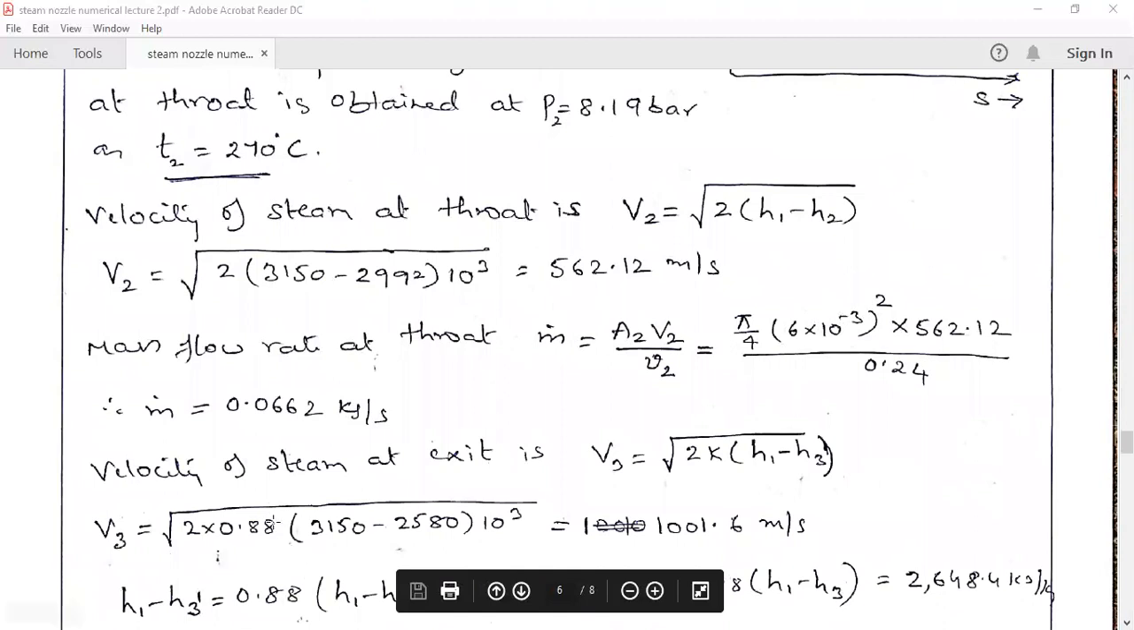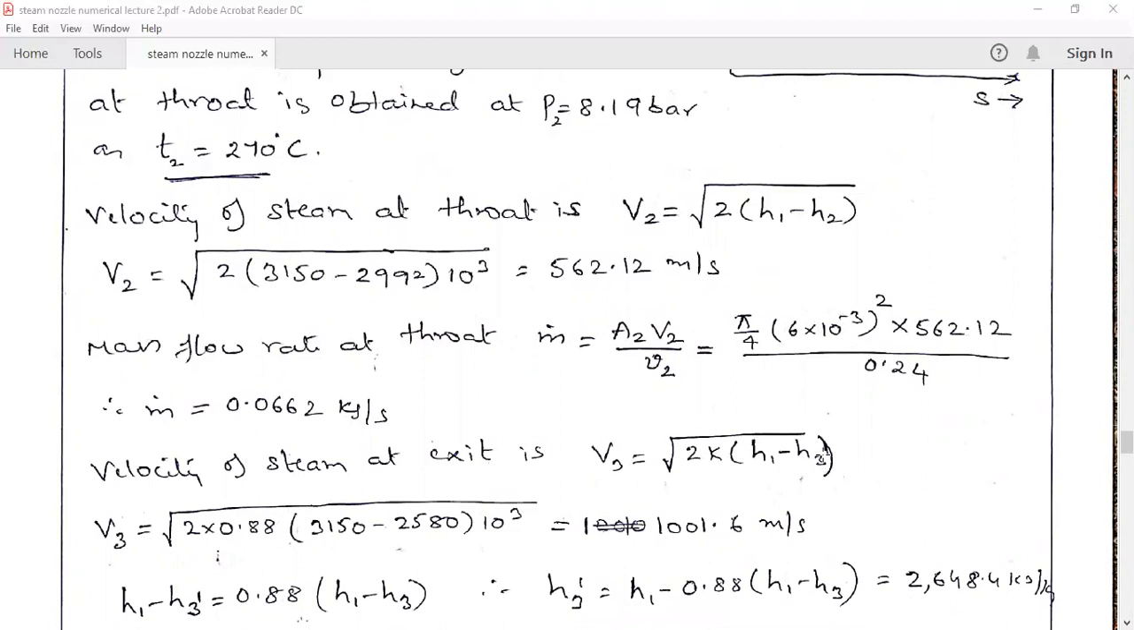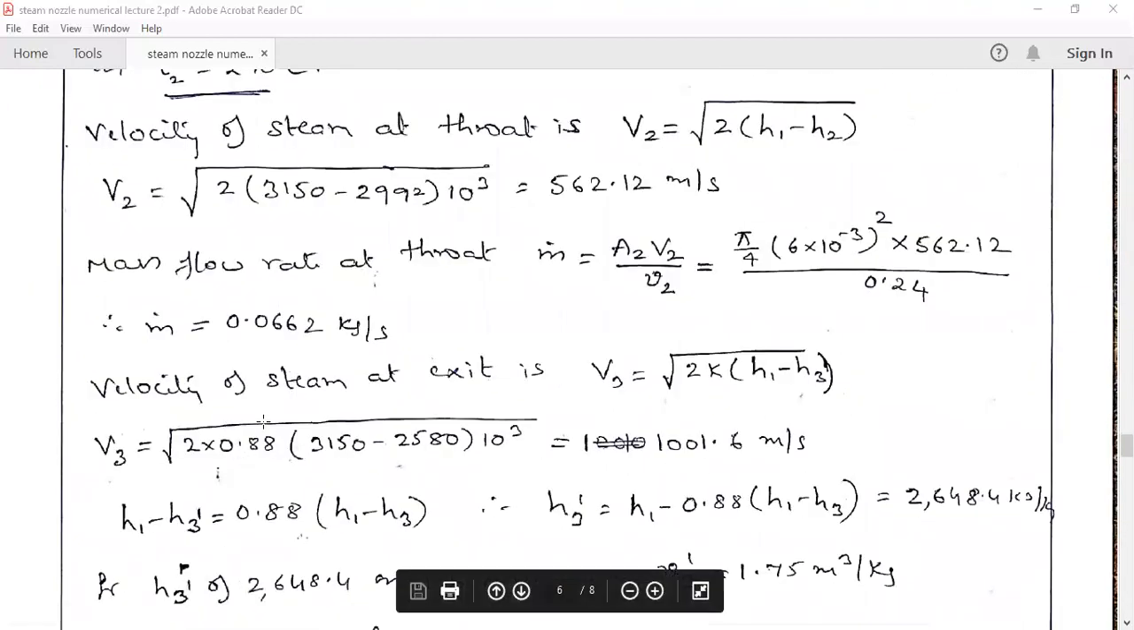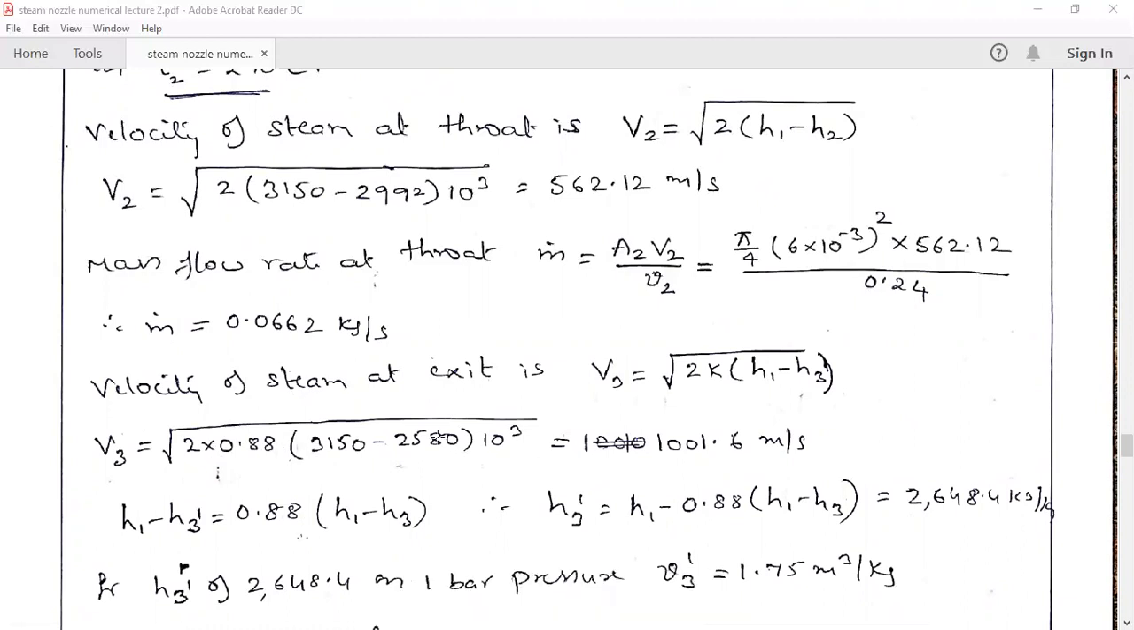Then the velocity of the steam at the exit, V3 dash, will be equal to the square root of 2 times K, where K is the nozzle efficiency, into (H1 minus H3 dash). Here H1 minus H3 dash is the actual enthalpy drop. That will be equal to nozzle efficiency into (H1 minus H3). So 2 times 0.88, since there is 12% loss due to friction, multiplied by the H1 minus H3 value obtained from the Mollier chart, multiplied by 10 power 3, you will get 1001.6 meters per second as the velocity.